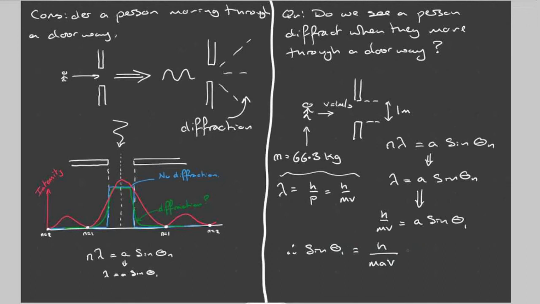And now I can put the numbers in. h is Planck's constant, 6.63 times 10 to the minus 34. The mass is 66.3. So now you can probably see why I chose 66.3. Planck's constant is 6.63. And now note, please, 6.63 is the same as 66.3 times 10 to the minus 1. Which means I can change the top number here, and instead of having 6.63 times 10 to the minus 34, I can change it to 66.3, just to make it really obvious, times 10 to the minus 35.